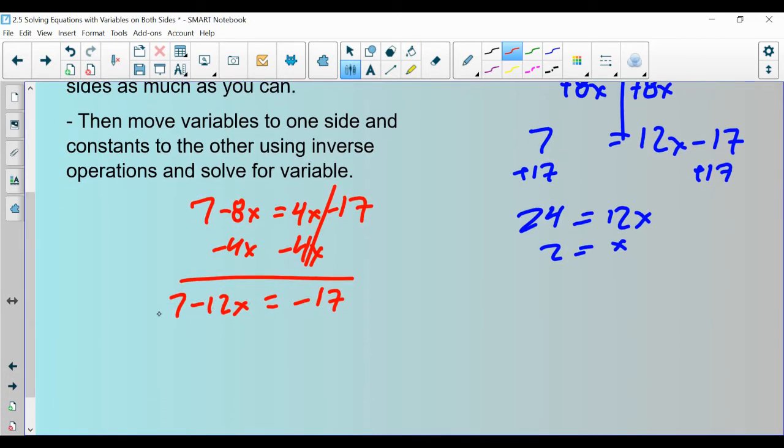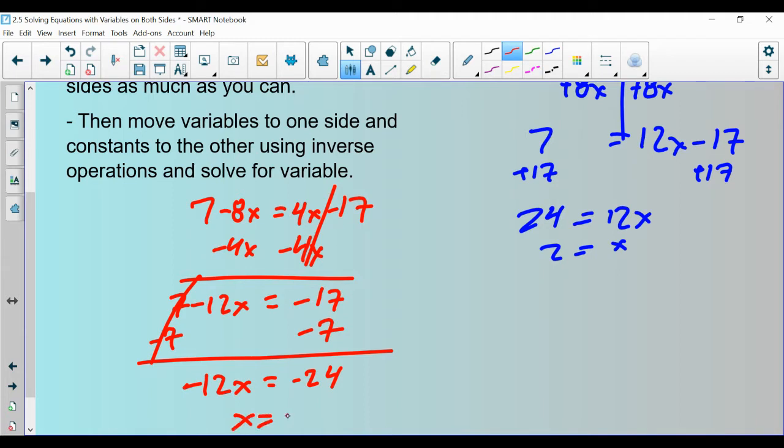Now, this is the side that the x is going to be on, so we have to move the 7. The way to move a positive 7, the 7 is positive, would be to subtract 7. If you do it to one side, you have to do it to the other. Now I have a negative 12x, because those cancel, is equal to negative 24. Divide by negative 12, and you get 2.